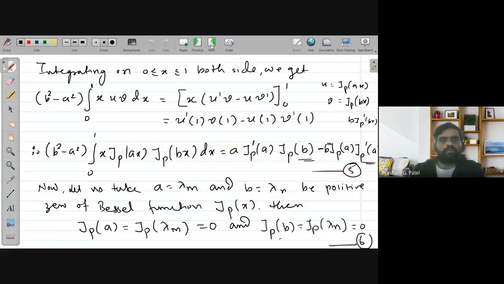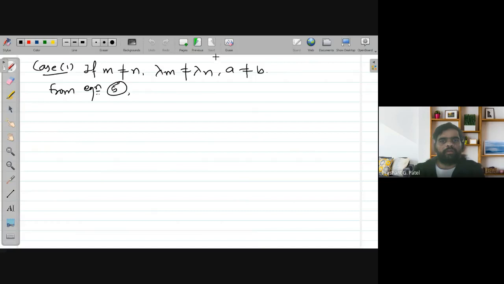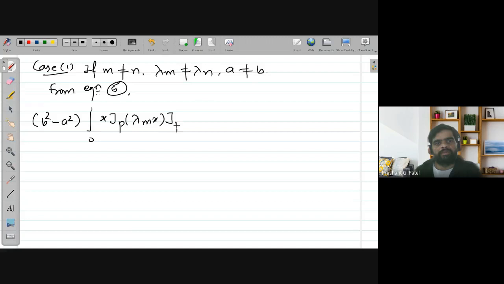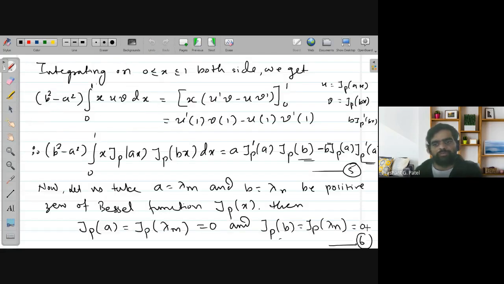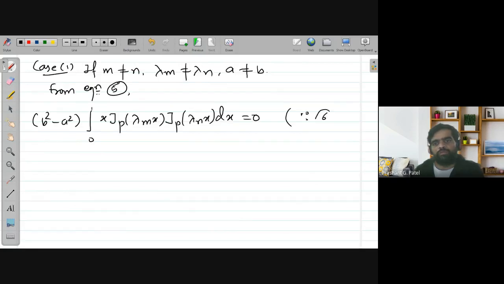That means this side we will have b square minus a square integration from 0 to 1 x into Jp lambda m x Jp lambda n x dx equal to 0 because of equation 6. Because this quantity is 0 and this quantity is 0. So you may write as a reason if you want, because of 6.